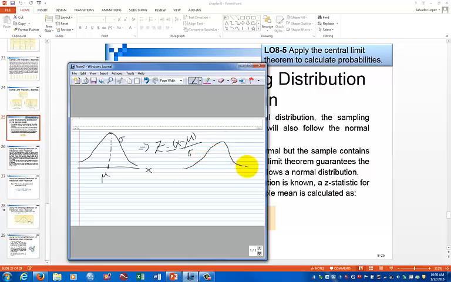That way we convert any variable that is normally distributed to a standard normal distribution with mu equal to 0 and sigma equal to 1. Those are the two parameters of the standard normal.